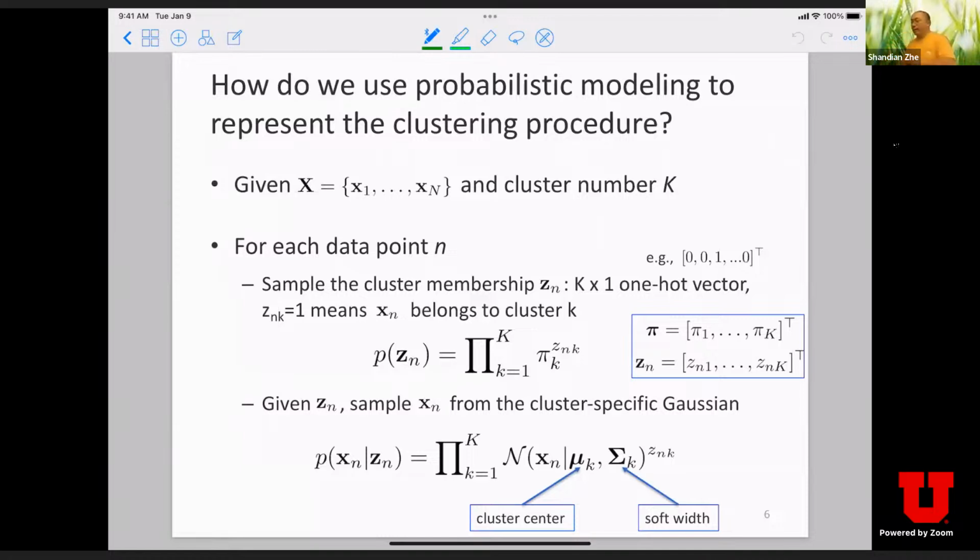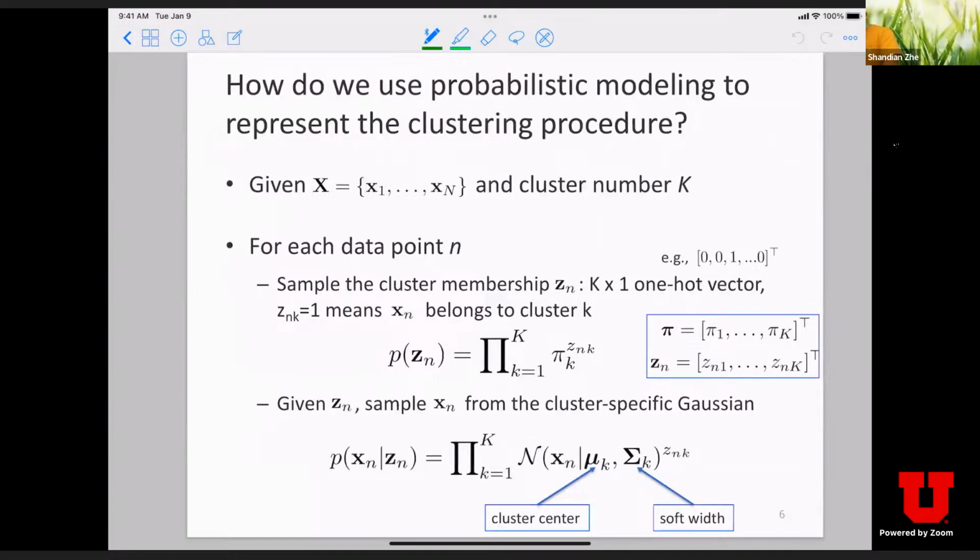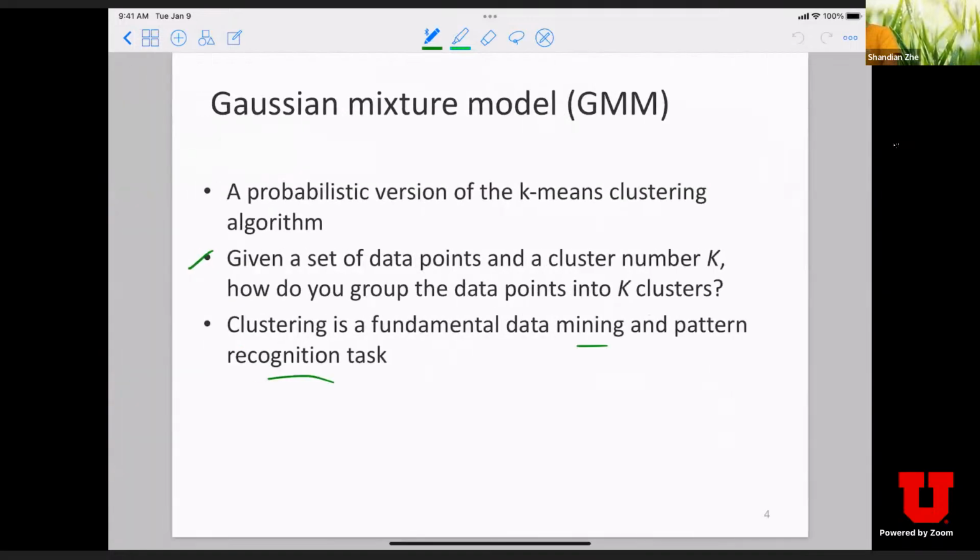Okay, so let us continue with variational inference, which we initially discussed at the end of last lecture. We want to use the Gaussian mixture model, GMM, as an example to motivate variational inference. So what is a Gaussian mixture model? It's a probabilistic version of k-means clustering. K-means clustering is the most commonly used approach to discover cluster structures from data. In some scenarios, they call it unsupervised learning.